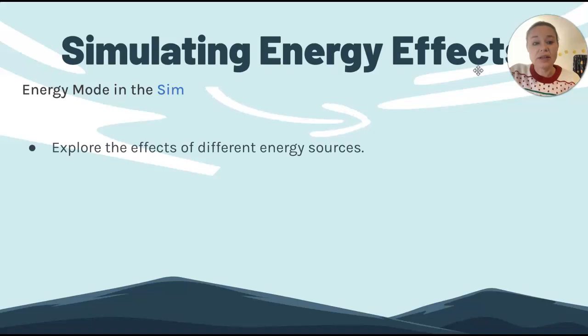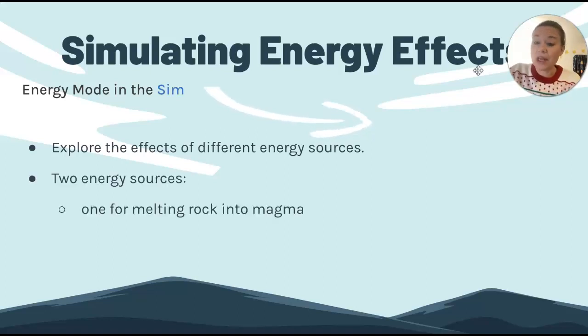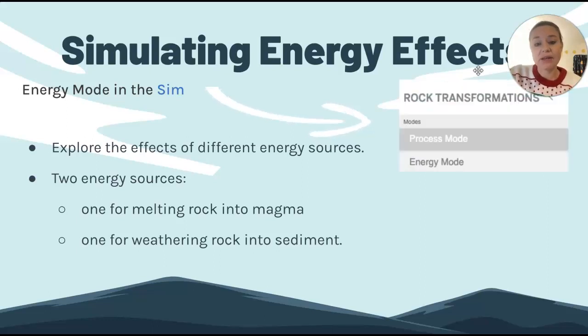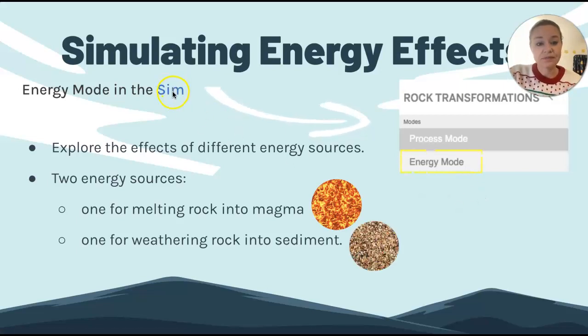And in your simulation, you are going to be able to explore some of those energy effects. So we're going to explore what happens when we change the energy in our simulation. We're going to change what happens when we melt rock into magma, when we change the energy there, and when we weather the rocks into sediment. To do this, you're going to click on that little hamburger button, and then you're going to click on energy mode instead of process mode, and you're going to be able to change and explore those effects of energy.